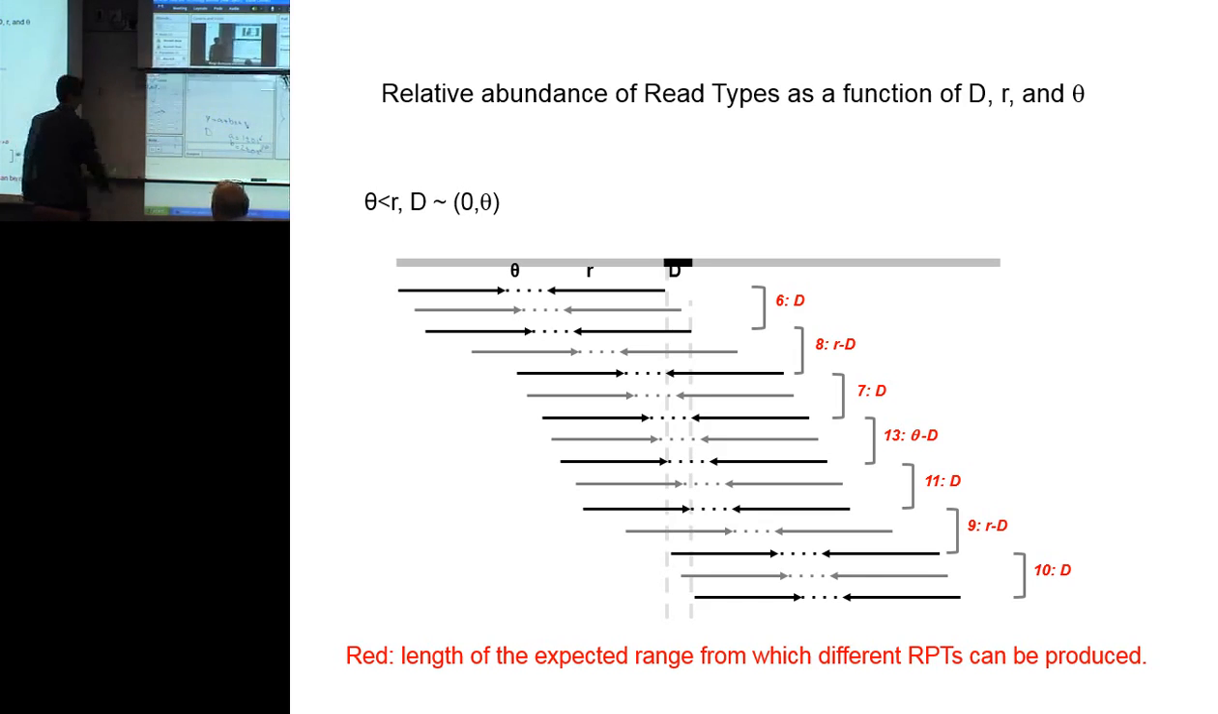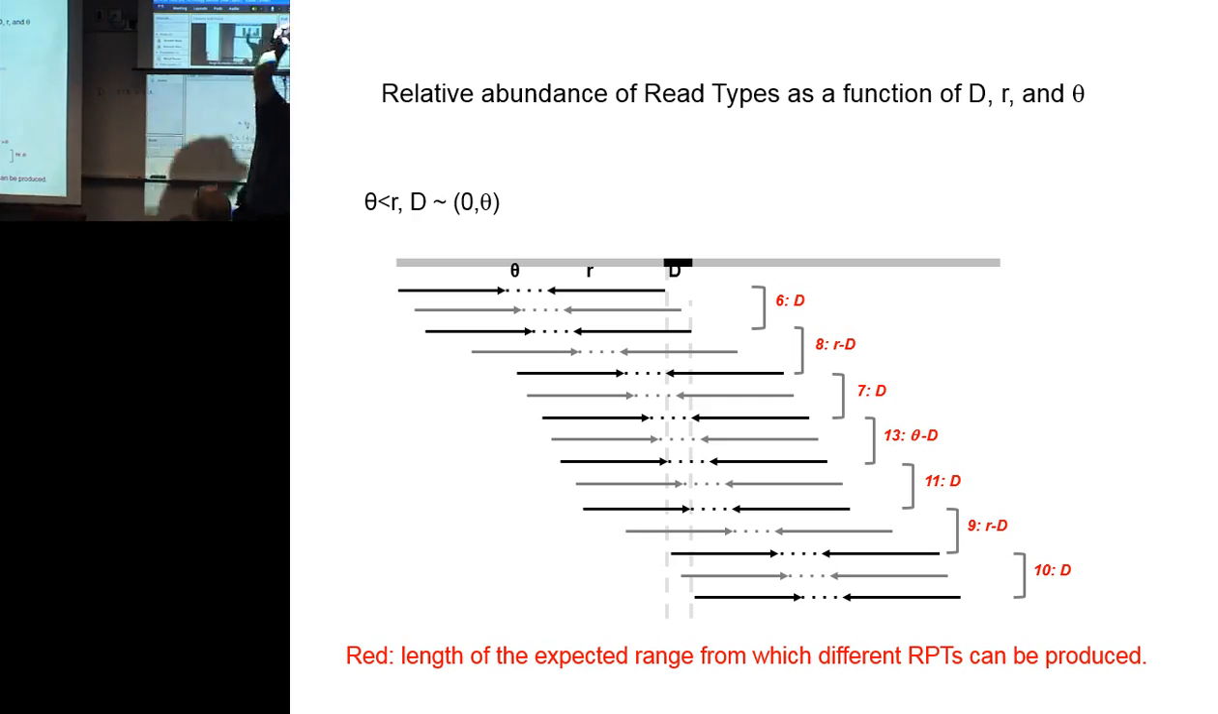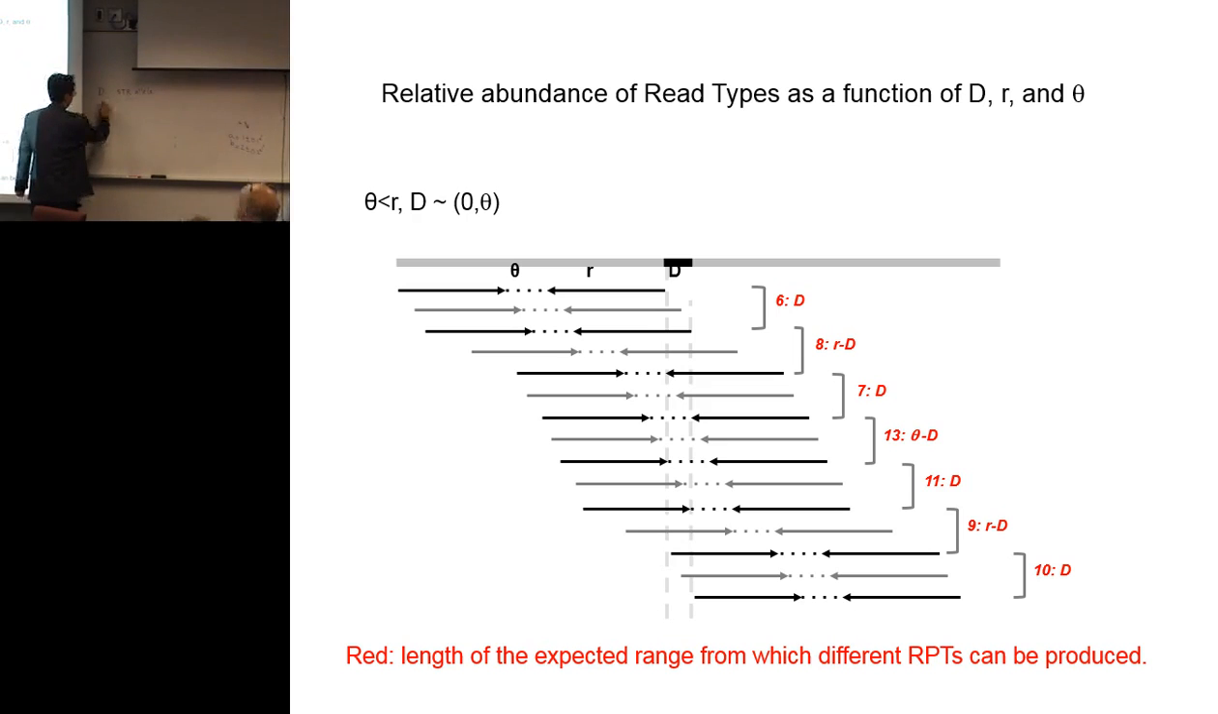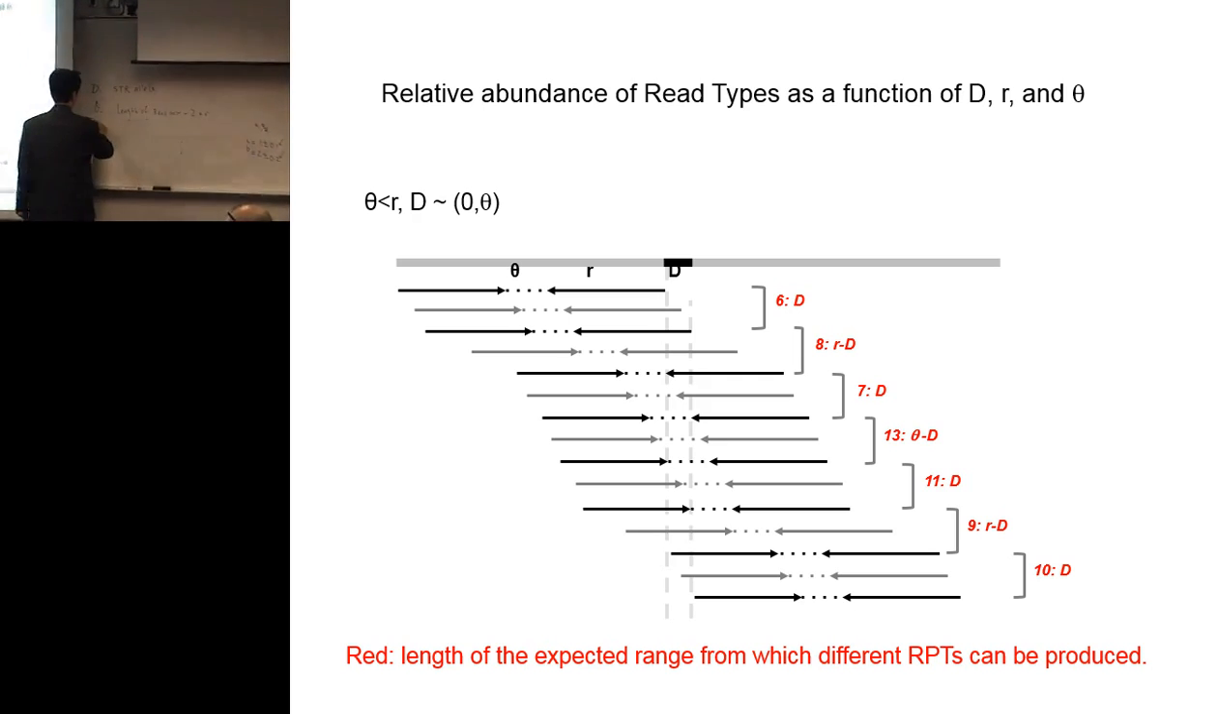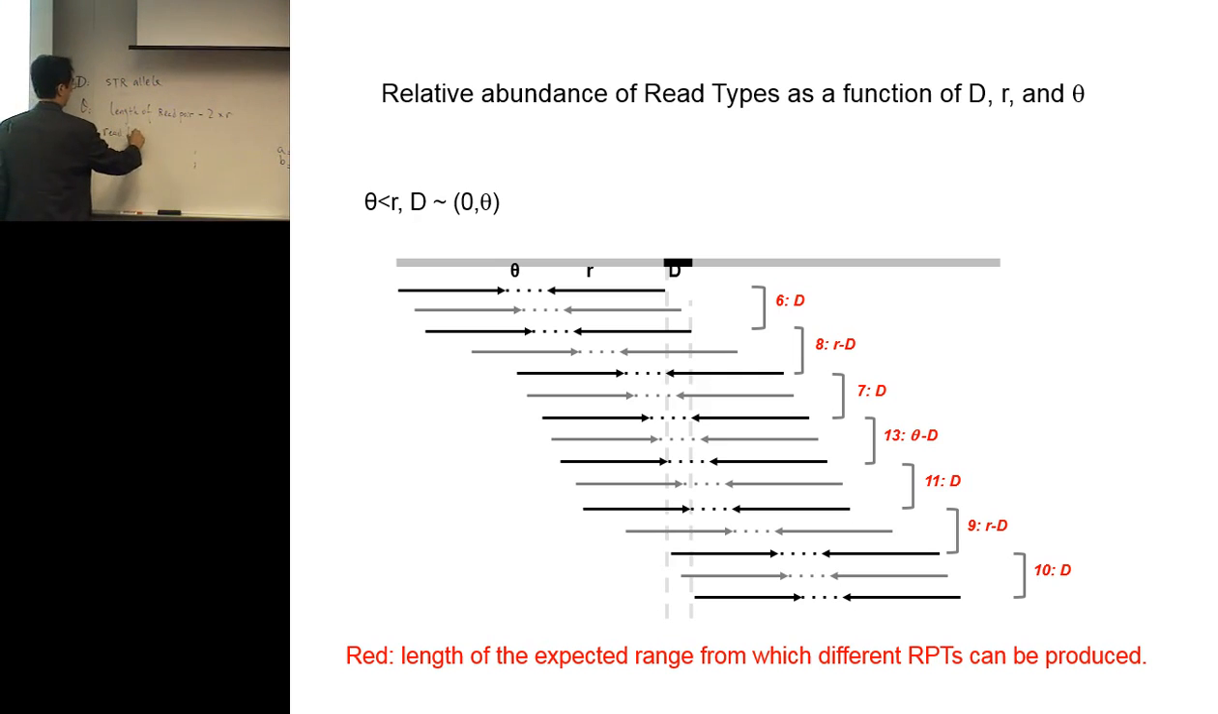Look at the heading: relative abundance of read types is a function of D and theta. Let me give the definition. D is the length of the STR allele, that is, the length of this black bar. And theta is the length of the read pair, but not including the two reads, so minus 2 times r. R is the read length, typically 100 nucleotides if you order it from the core. So if the insert is 300, you would minus 100 and 100, and you would have theta equals 100 right in the middle.